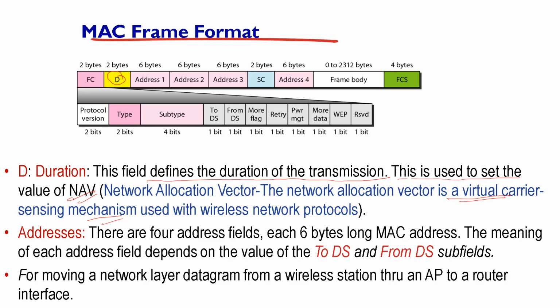There are 4 fields for addressing. A quite different addressing mechanism is used in the MAC frame format. 4 different address fields, address 1, address 2, address 3 and address 4, are used for addressing, along with the To DS and From DS bit values in the frame control. We will study this in detail in the coming slide.